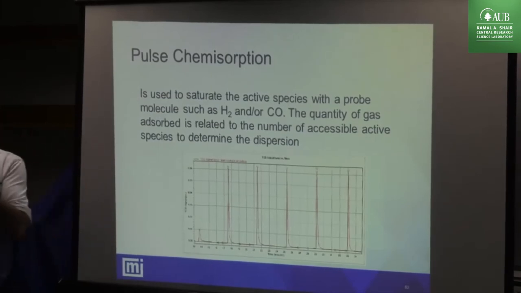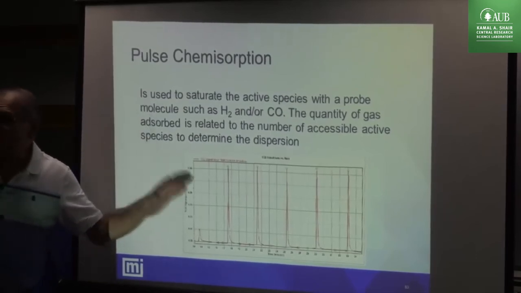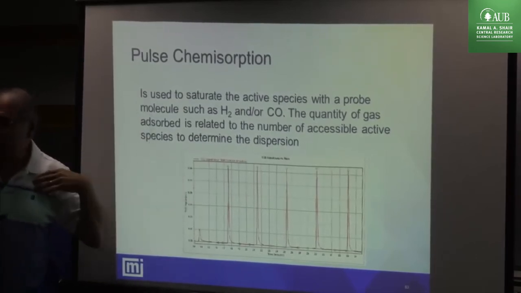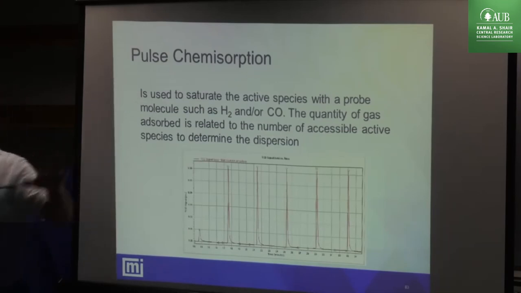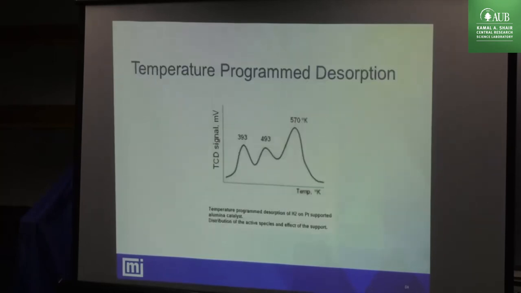Since we know the stoichiometric factor is 1:1, we can calculate the amount of active species on the surface. This is only a surface technique, and this is important for us because we only need the surface, where the reactions take place. So this is dispersion.